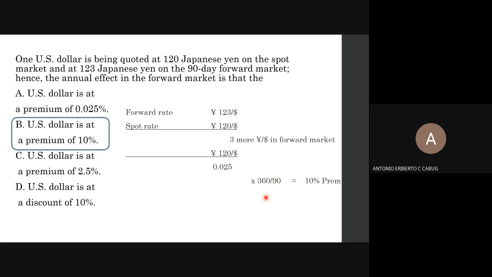Kanina ko pa sinasabi, kahit anong sabihin niya, may sasabihin man siya o wala, lagi niyong i-annualize. Always annualize the rate. The correct answer is letter B.